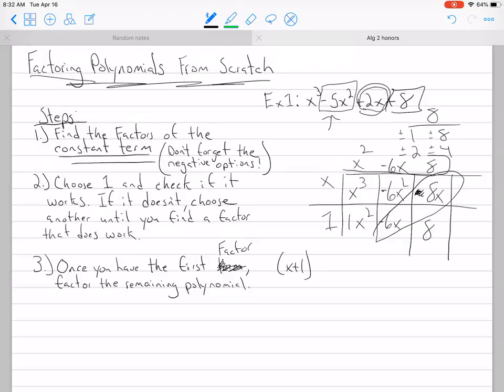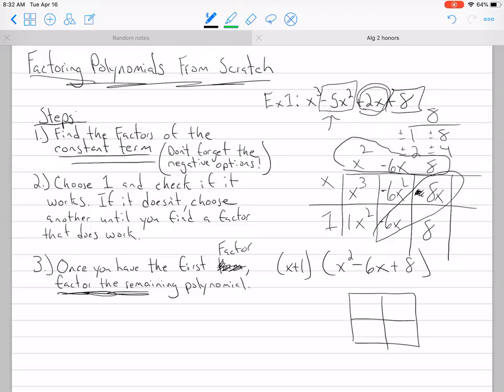Now I need to take this polynomial, step 3, and factor the remaining polynomial. So it's x plus 1 times x squared minus 6x plus 8. And I have to factor it. So I'm going to make this nice pretty box here. I know this is going to be an x squared. I know this is going to be an 8. I know this is going to be x and x.